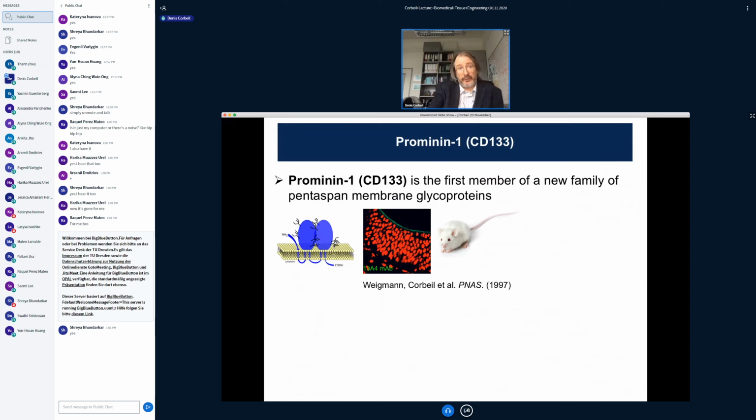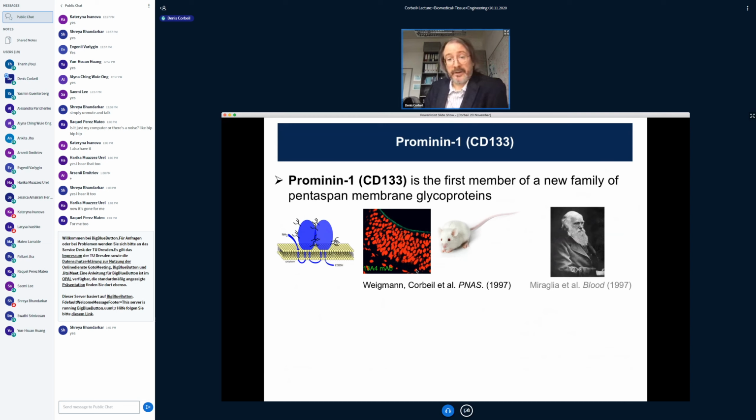CD133 was identified with an antibody called 13A4, in this case in the mouse. This molecule was found specifically, as you can see here in green, on the apical surface of this neuroepithelial cell. Here you have the lateral side and the basal side. One month after we published this paper, a group in the US, the group of David Buck, found the same molecule but in human.